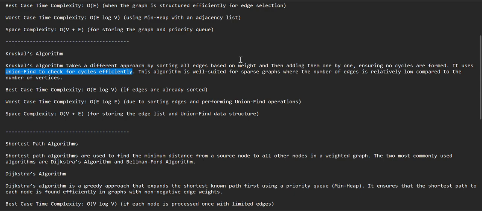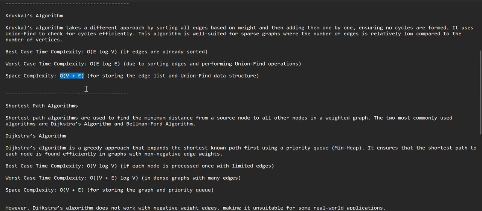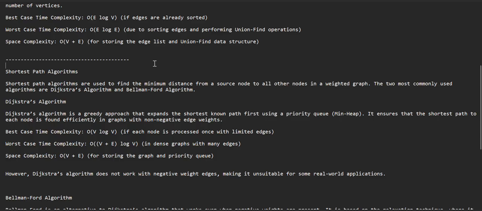This algorithm is well suited for sparse graphs, where the number of edges is relatively low compared to the number of vertices. Best case time complexity of Kruskal's is order of E log V if edges are already sorted. Worst case is order of E log E due to sorting edges. Space complexity is order of vertices plus edges, for the sorted edges list and the union find data structure.